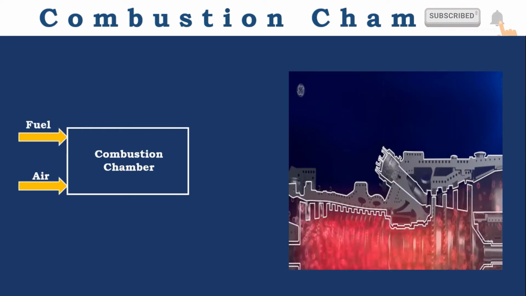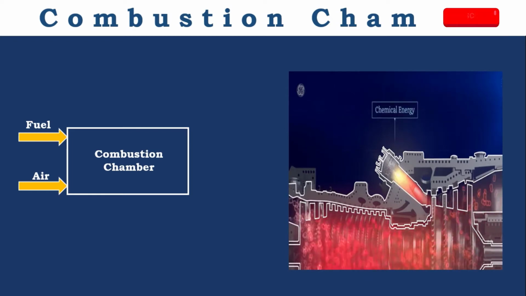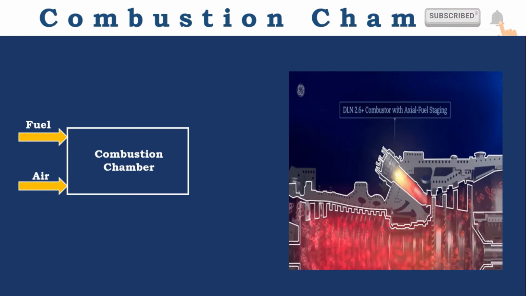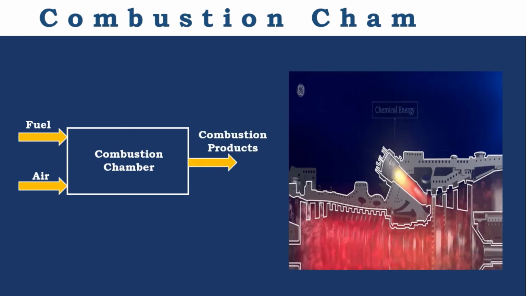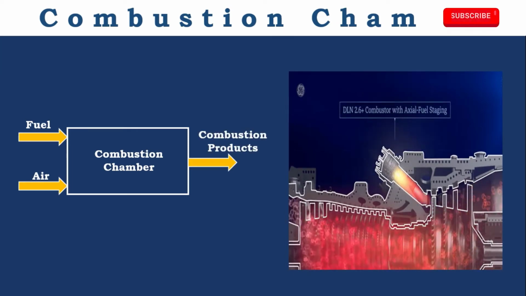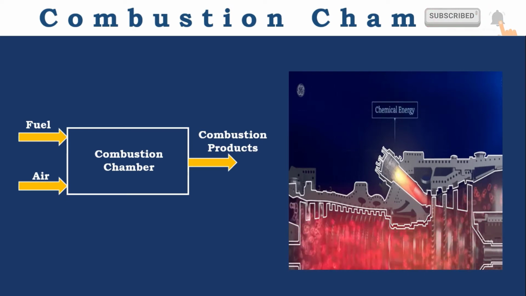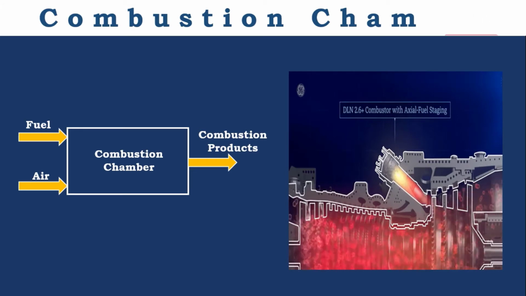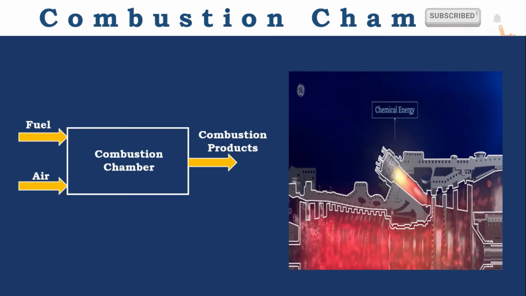Multiple fuel injectors are placed at the entry of the combustion chamber, where they inject the fuel and create turbulence at the entry point. Due to turbulence, fuel and air mix thoroughly and are ignited with the help of a spark plug. The combustion takes place at high pressure and high temperature, which results in increased enthalpy of the air. The process in the combustion chamber is considered a constant pressure process as it acts as an open system.